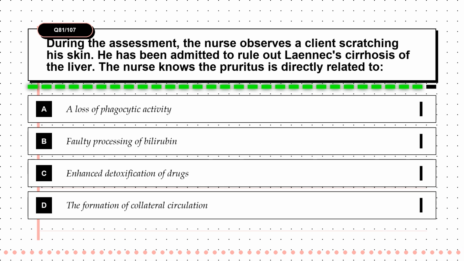Question 81. During the assessment, the nurse observes a client scratching his skin. He has been admitted to rule out Laennec's cirrhosis of the liver. The nurse knows the pruritus is directly related to. Here are the options. Option A. A loss of phagocytic activity. Option B. Faulty processing of bilirubin. Option C. Enhanced detoxification of drugs. Option D. The formation of collateral circulation.